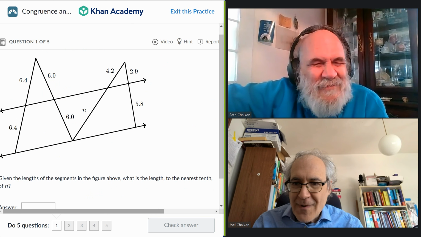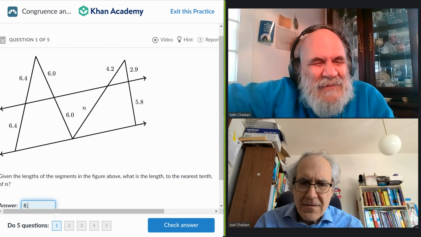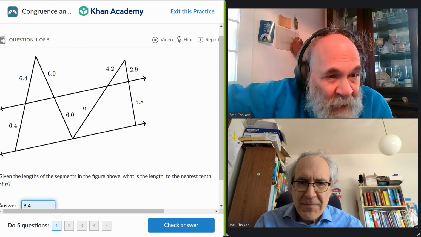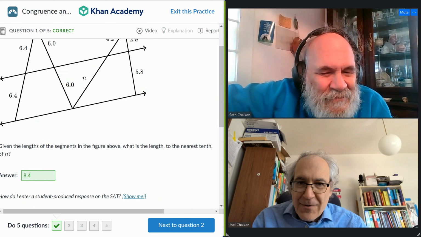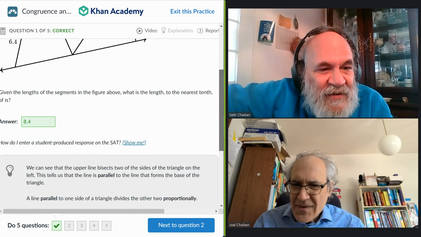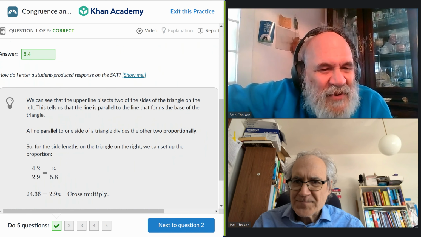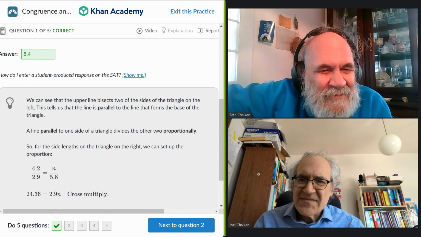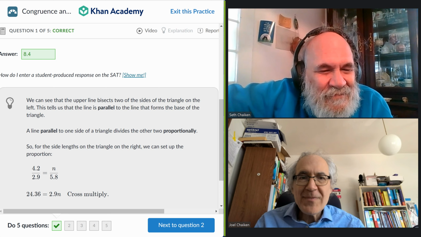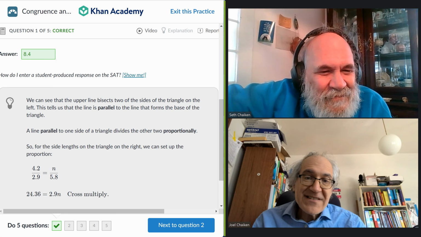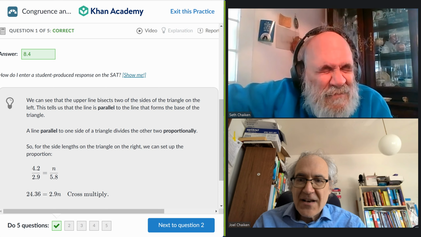Okay, here we go. First of all, do you remember the answer? It was 8.4, right? I think so. Now we have to do little fireworks. Check answer. Yes, fireworks. Let's see their explanation. They say the upper line bisects the sides. This tells us the lines are parallel. So we misread the problem, mostly me, but we still got the right answer. It happens a lot, actually.